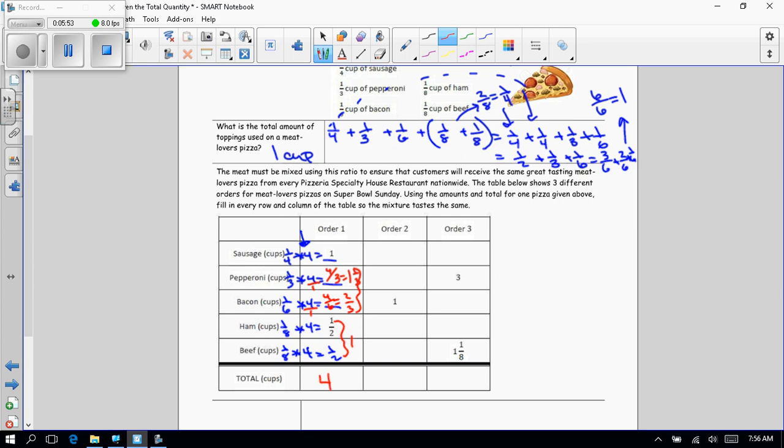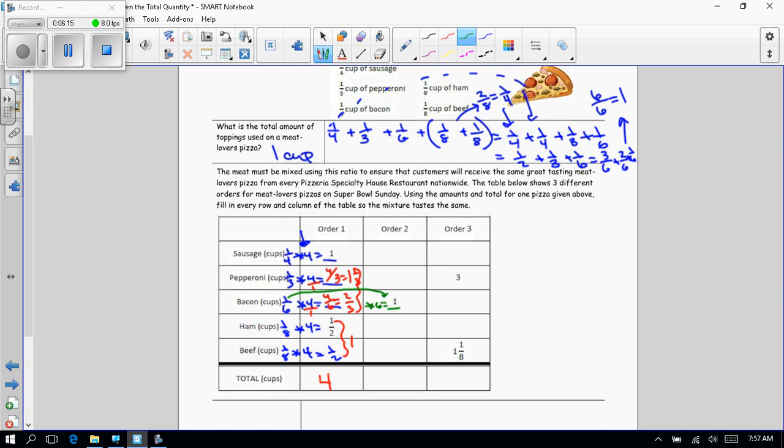All right, let's take a look at that second order. In order for me to calculate that one, I have to base it off of that bacon. So how do I get 1/6 to become a 1? Well, I have to multiply by 6. Okay, so I'm going to take that first value, that 1/6 times 6, and equal it to 1.